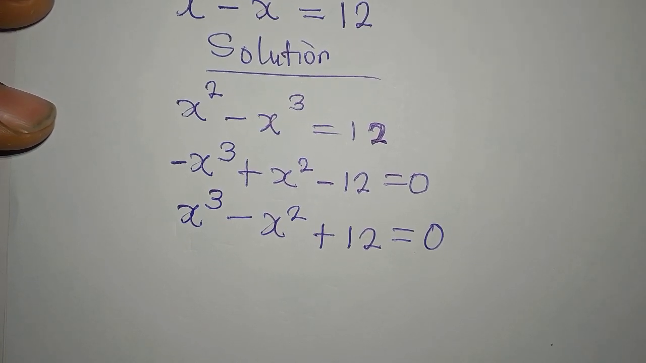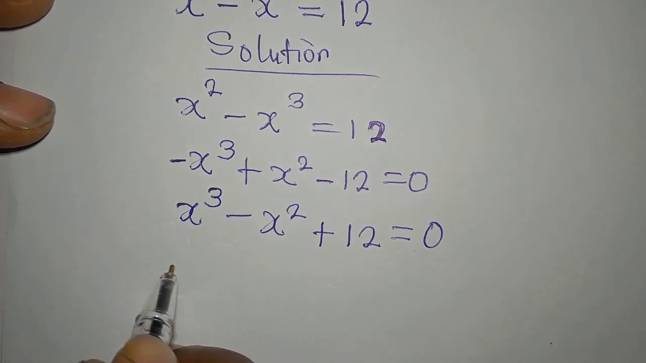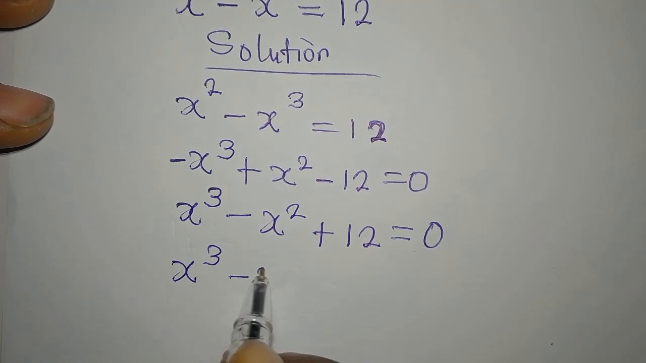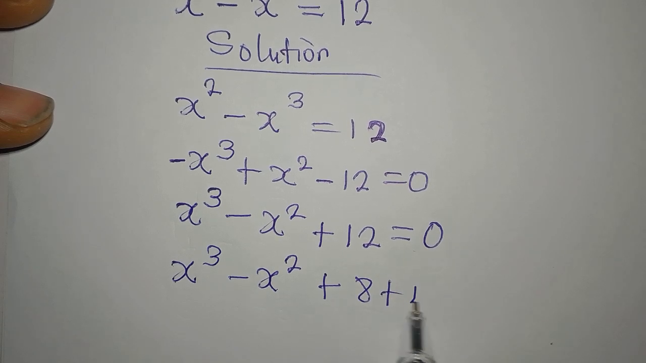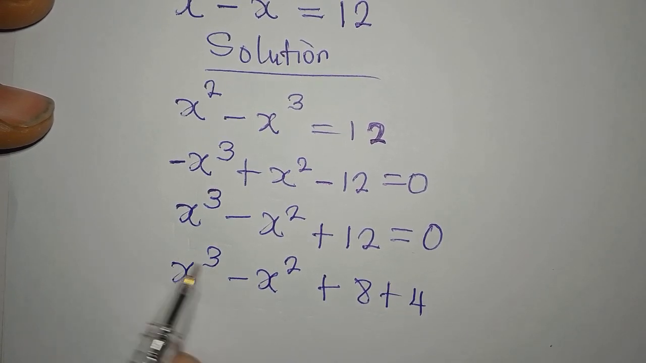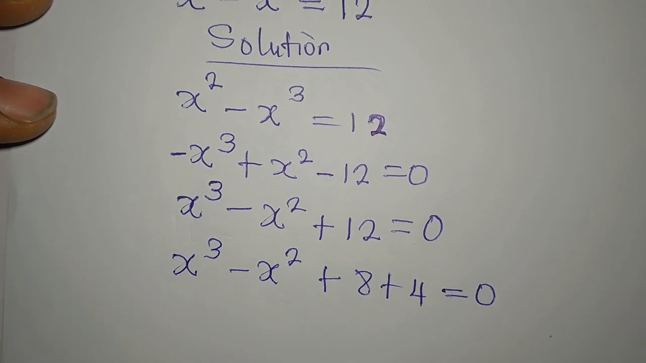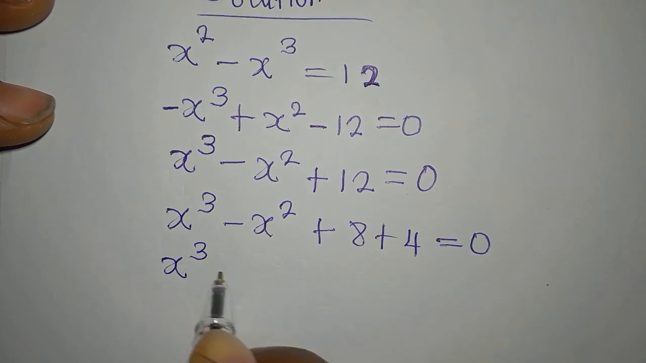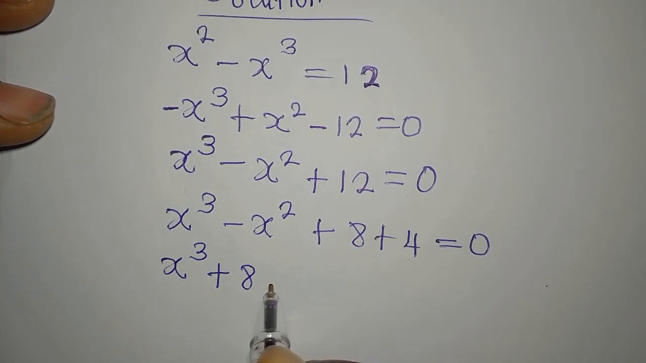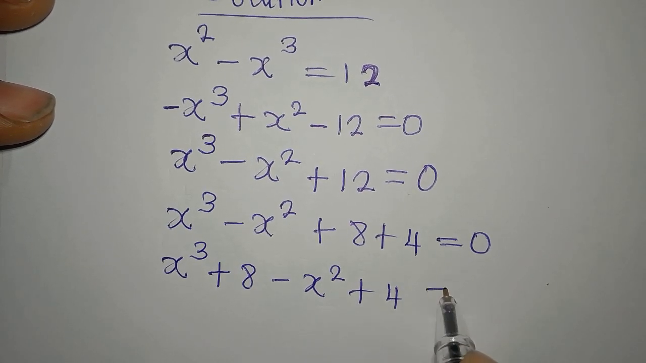Now, what do we do from here? From here, we are going to break this in this form. So we have x to the power of 3 minus x squared, then plus 8 plus 4, because we can write 8 in this form and we can write 4 in this form. So everything is equal to 0. From here, we can regroup. So we have x to the power of 3 plus 8, then minus x to the power of 2 plus 4. Everything is equal to 0.